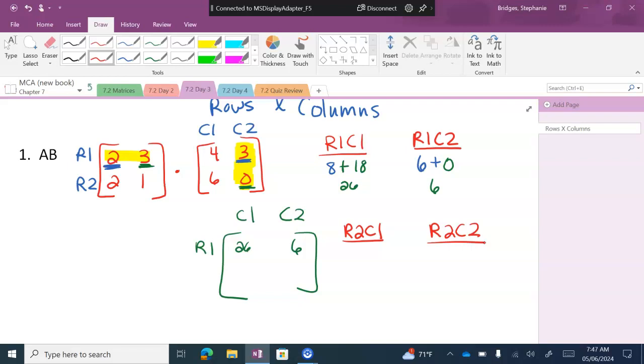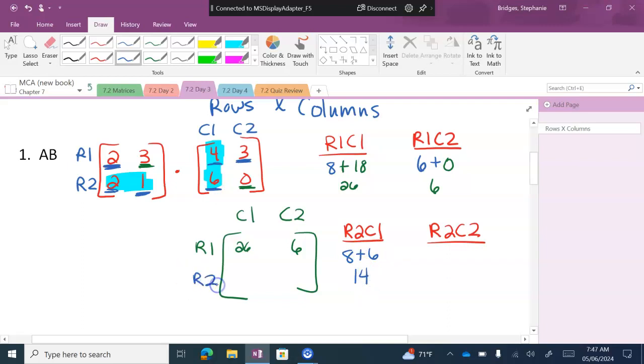Okay, so multiply here, 4 times 2, that gives me 8. And then we're going to go across and down, and we're going to multiply again. 6 times 1 gives me 6. Row 2, column 1 is what I'm working on right now. And again, 2 times 4 gave me 8, and then 1 times 6 gives me 6. And if I add 8 and 6, I get 14. So that's going to go in row 2, column 1.